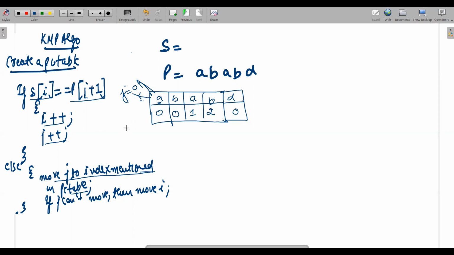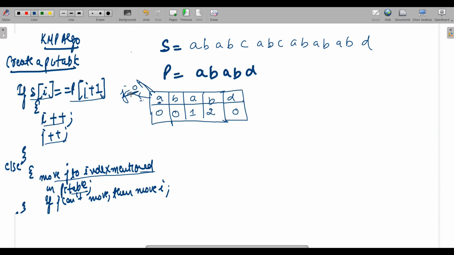Let's talk about the string. I'll definitely take the string as a repeated sequence: A, B, A, B, C, A, B, C, A, B, A, B, A, B, D. Let's say I'll take this string. Now I'm going to match, just check one thing. Your initial pointer J is at 0.